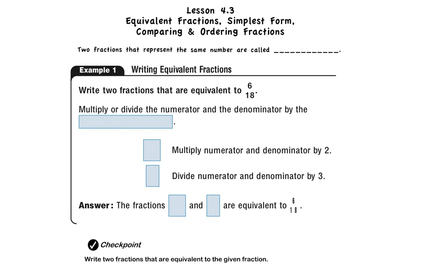Today we're going to do lesson 4.3, where we will be linking some of the things that we've learned about greatest common factor and least common multiple to fractions and making some connections here. So before we begin making those connections, we need to do a quick review of fractions.